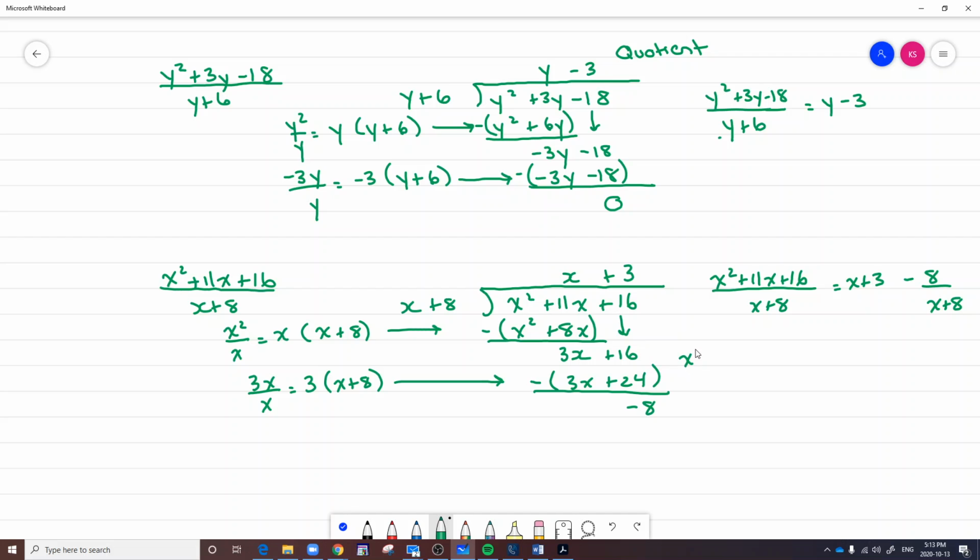Or I could say that x squared plus 11x plus 16 is equal to x plus 8 times x plus 3 minus 8. Just like I could have done this one and said y squared plus 3y minus 18 equals y minus 3 times y plus 6. And that's long division. The only thing they can do to make it more complicated is put more terms in, but then you're just doing it more and more and more. Have fun with it.